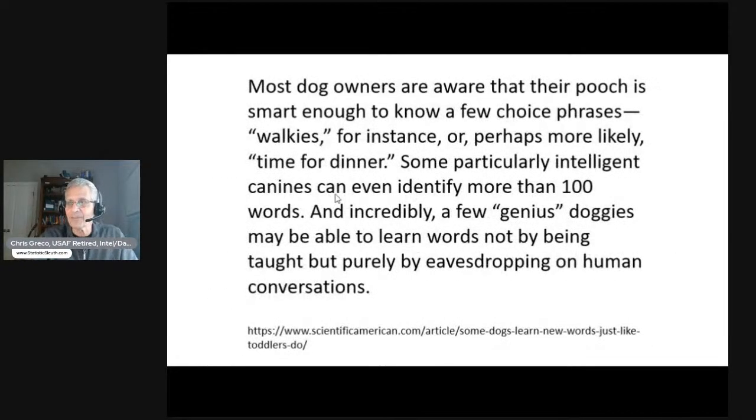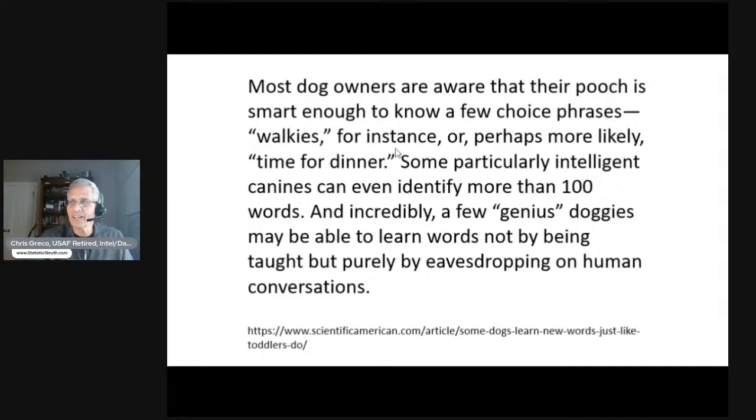This is from Scientific American. Most dog owners are aware that their pooch is smart enough to know a few choice words. Walkies, for instance, or perhaps most likely time for dinner. It's funny because they say time for dinner, but what do owners do while they're having dinner? They open up a packet, they open up a can, and the sound is something that automatically, I mean, think of Pavlov's dogs. They salivate whenever they hear a sound. That is what dogs do, right?